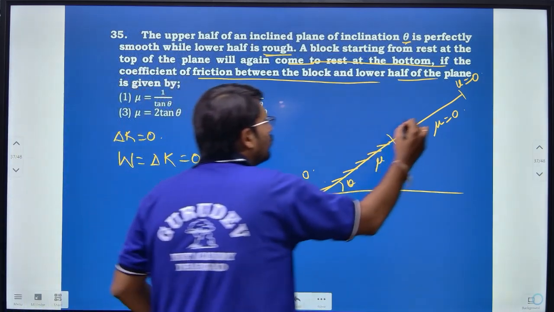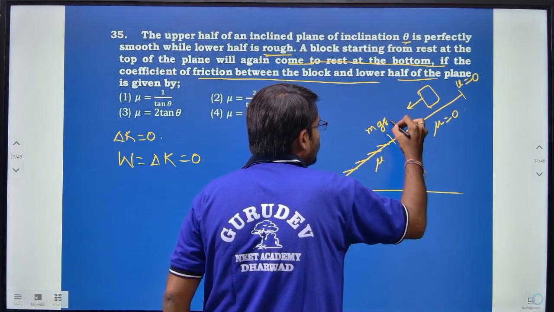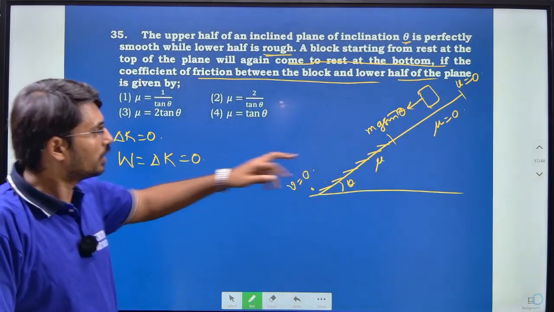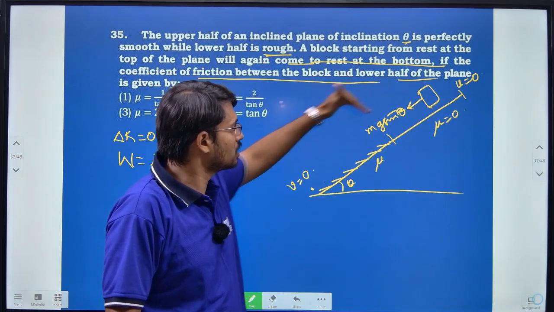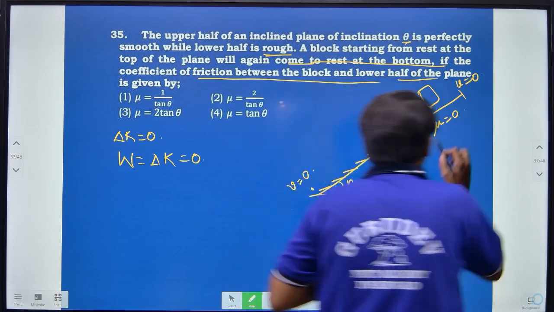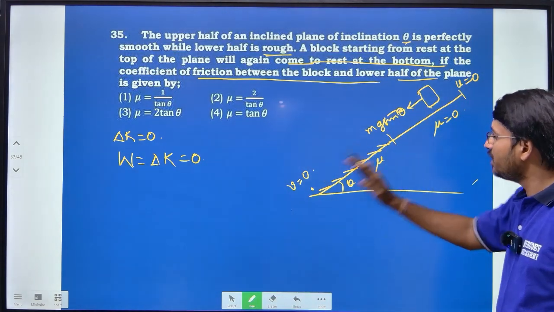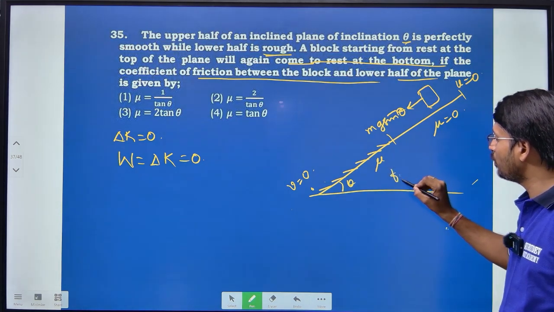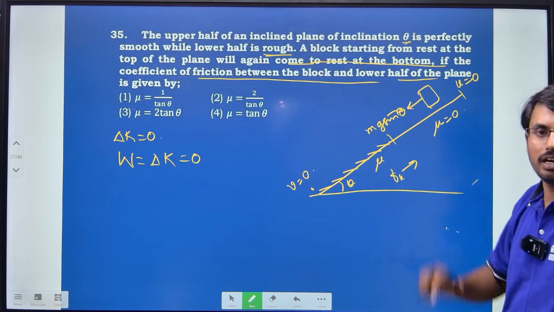Whenever we have a block moving in a downward direction, one is the gravitational force, mg sin theta, acting in a downward direction. From here to here we have mg sin theta acting downward. And the next one: whenever it is a smooth surface, there is no frictional force. But whenever it enters this region, there is friction, and because it is moving downward, friction will be in an upward direction.